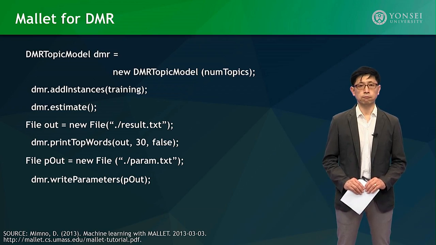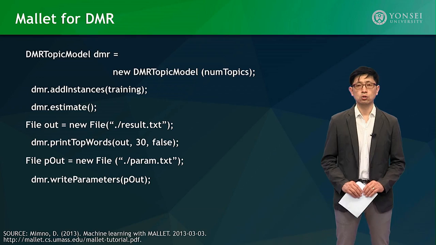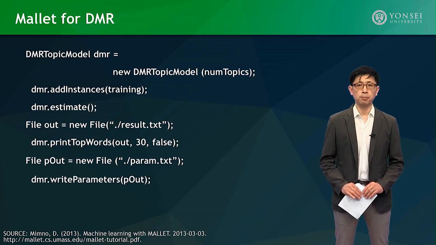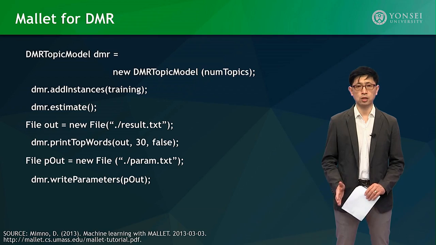By calling the write parameters function, you can write the result of topic models conditioned on the metadata or observed features, such as timestamp, journal name, company name, and so on, that you are interested in.